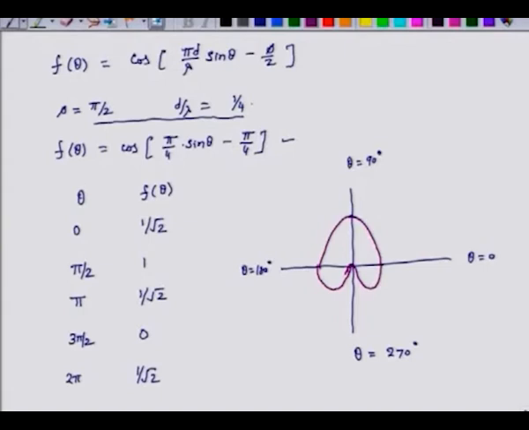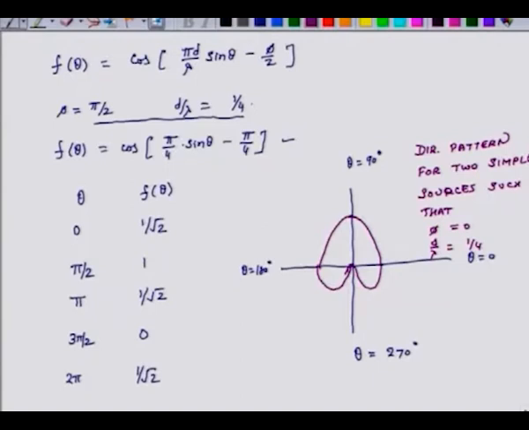So, it will look something like this. So, this is my directivity pattern for two simple sound sources, such that the phase difference between these two sound sources is equal to 0 and d over lambda equals 1 over 4. That is my directivity pattern.